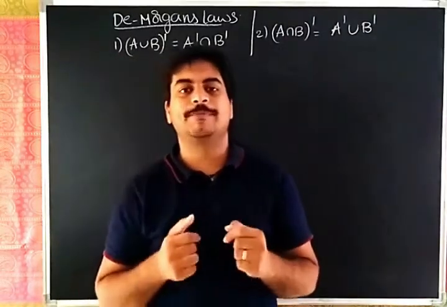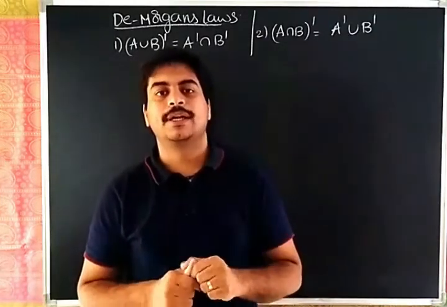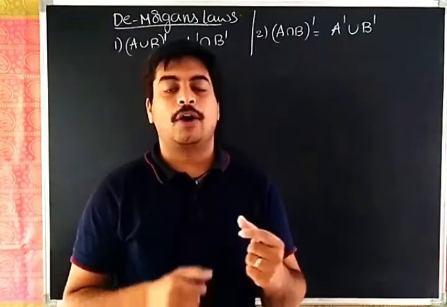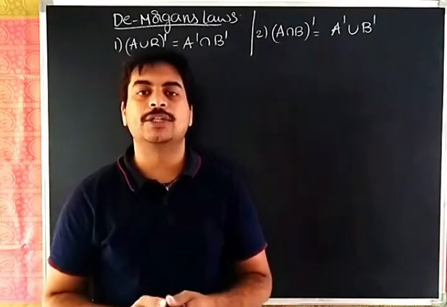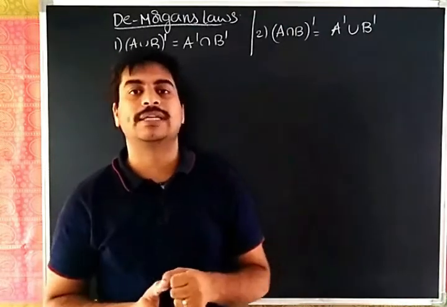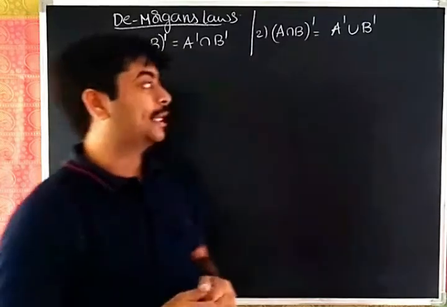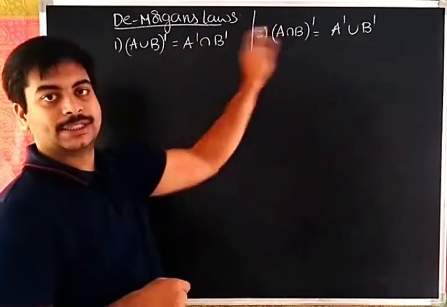So, we will continue with the previous topic, that is the laws of algebra of sets. We already saw what is the distributive law in the previous class. Continuing from that, today we will see what is De Morgan's law. There are two De Morgan's laws: one is with union and one is with intersection.